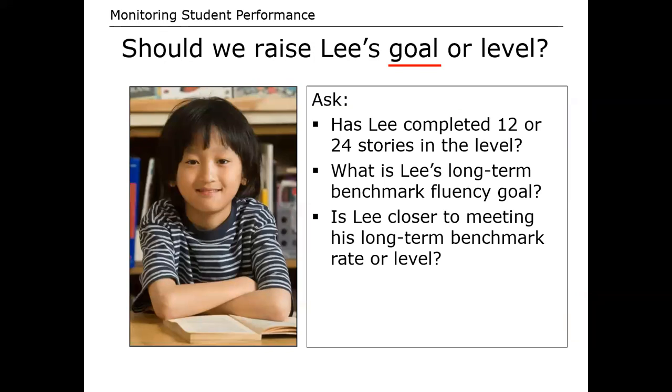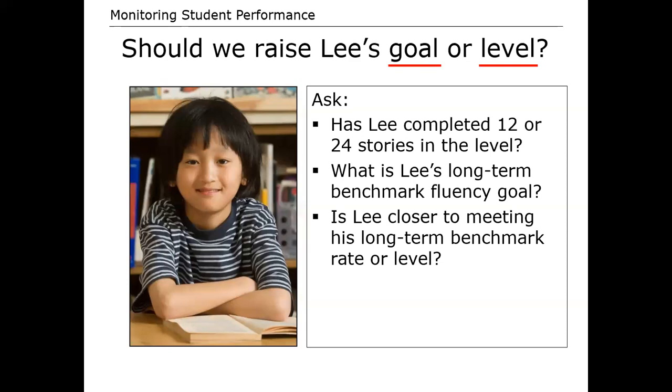So the question becomes, do we raise a goal or do we raise a level? What do we do? Well, we have 3 questions that we ask about that. The first one is, how many stories has he passed? Because if he's at 24 or getting really close to 24, raising his level is likely going to be what you have to do, right? Because he's out of story. If he's at 12, you have more options. But you also always want to think of what Lee's long-term fluency goal is, right? It's to read grade level material the first time around the 50th percentile. And then, is he closer to meeting his long-term benchmark rate or level?